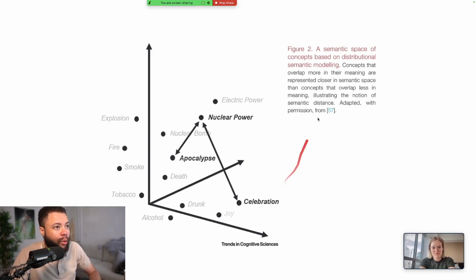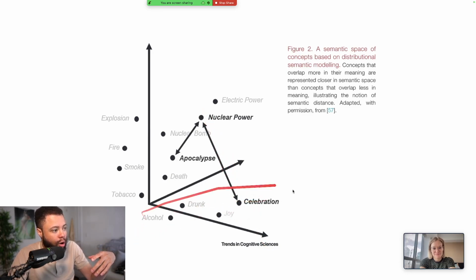So here's an example of what semantic space actually looks like. You can see, for example, things like nuclear power, nuclear bomb, and apocalypse are all really densely clustered together, but celebration is further away. Even though it's closer to joy, it's also closer to drunk and alcohol, right?